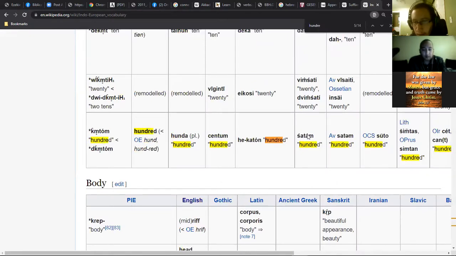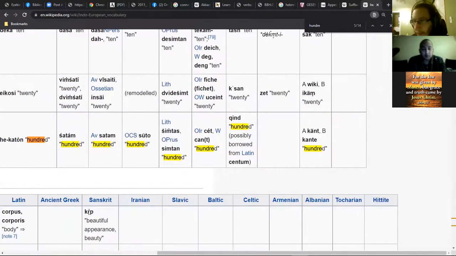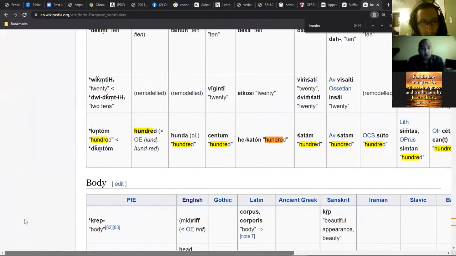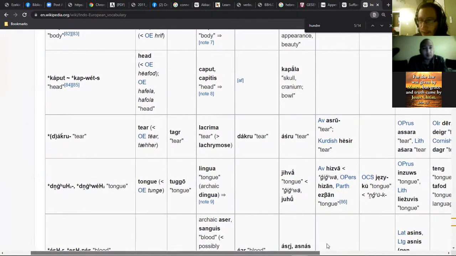okay, so then we have Sanskrit, satam, with an S, Avestan, satam. This is Church Slavonic, suto. And yeah. So as you can see, there's a very interesting phenomenon of some languages having the same word starting with an H and others having it starting with an S. The same exact thing has happened between Akkadian and Hebrew, where it has the H versus the S.